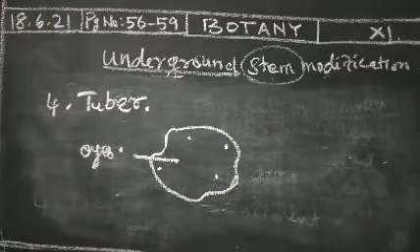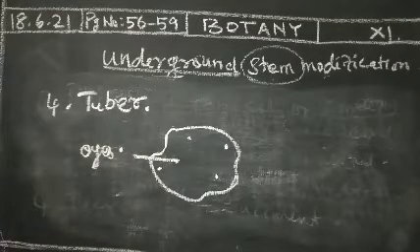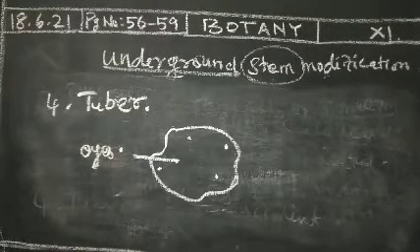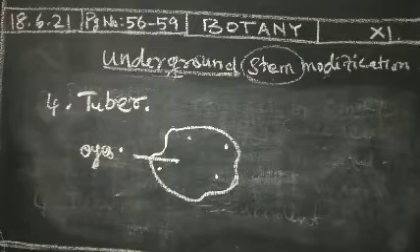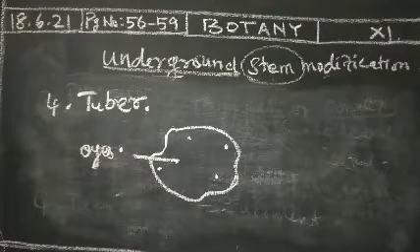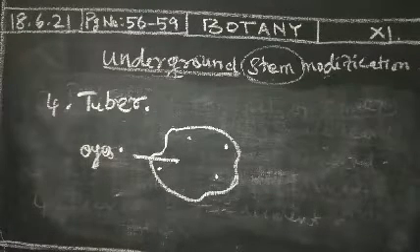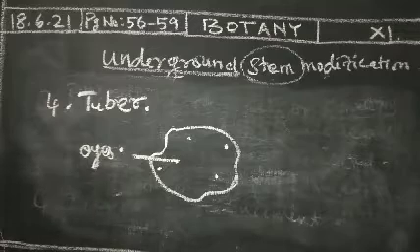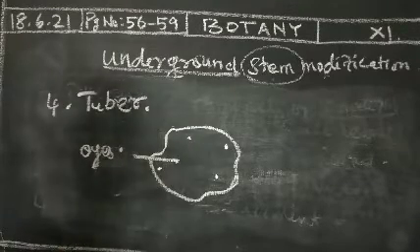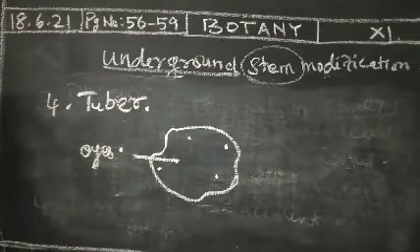Here Solanum tuberosum is a good example for that one, and also Helianthus tuberosus. There is another good example for the tuber. Now Helianthus tuberosus is nothing but Jerusalem artichoke, a sunroot plant. Jerusalem artichoke, sunroot plant, sunflower plants also there.